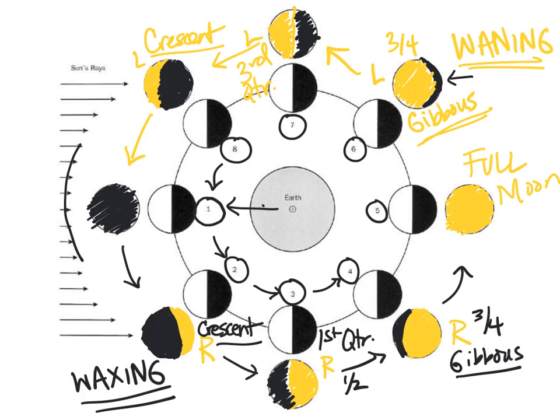You are going to make sure that you label your diagram using all of the correct numbers. As you move through the different numbers, you're also going to draw the pictures correctly, as I did, and make sure that you label everything correctly. So: waxing crescent, 1st quarter, waxing gibbous, full moon, waning gibbous, 3rd quarter, waning crescent, new moon.